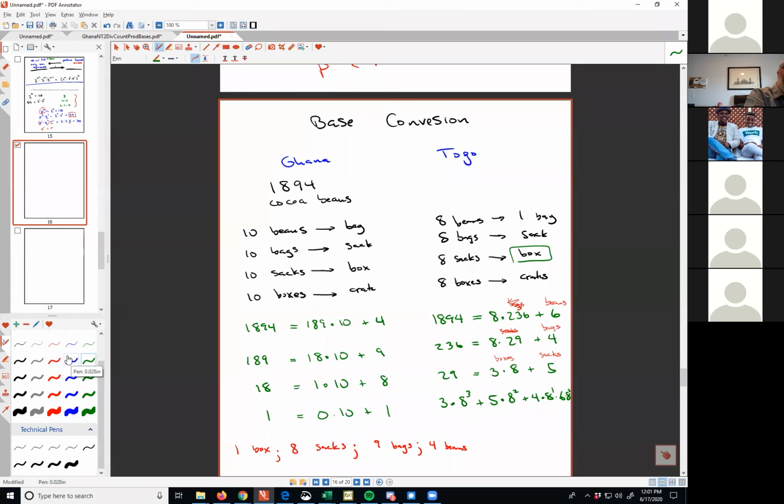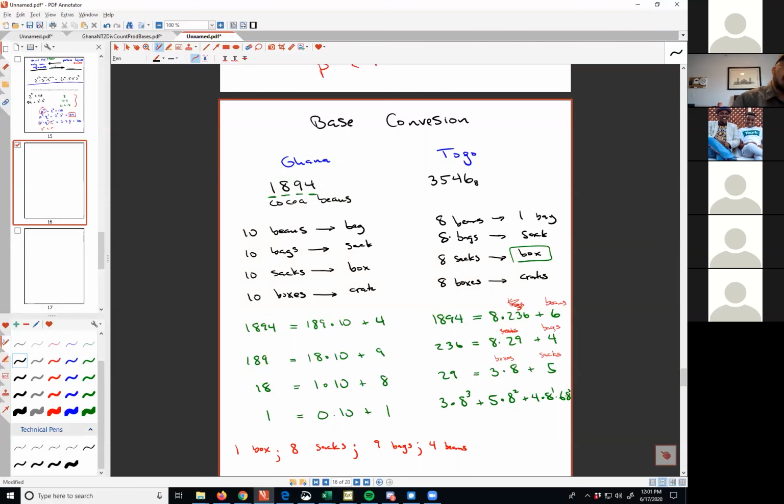So whereas you write the number of boxes, sacks, bags, and beans, and this number of beans, you call it 1894. That's the decimal number system, that's base 10. But in Togo, they write the number as 3, 5, 4, 6.